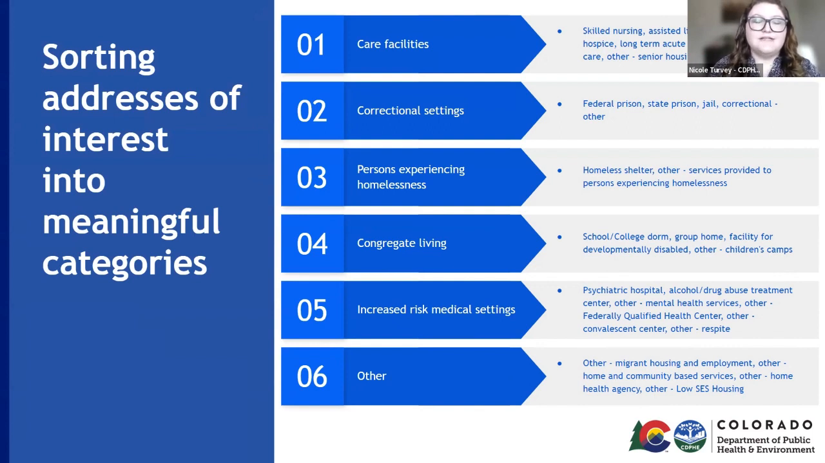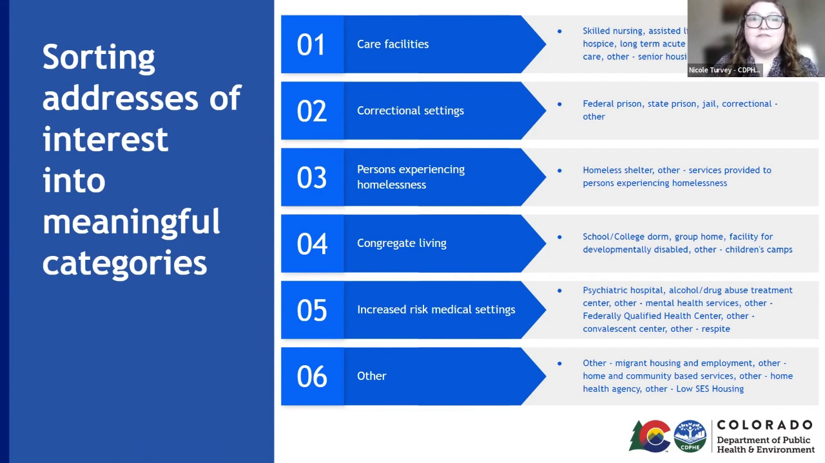So we have our care facilities, our correctional settings, our persons experiencing homelessness, congregate living, increased risk medical settings, and this category of other. And a few caveats I want to make here is that for persons experiencing homelessness, when it comes to data equity and health equity overall, a person experiencing homelessness is not likely to pick up a phone, not likely to have a phone number. So the ability to automatically gather their address as they come in, mark them as a person experiencing homelessness, know which shelter that they frequent because that's likely the address they put down. We can work with the shelter on outbreak intervention and make sure that that person has the resources that they need at both the state level and at the local level.